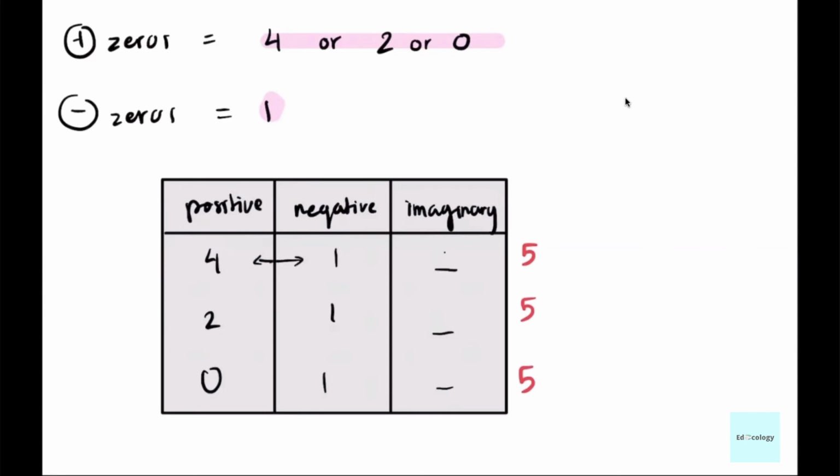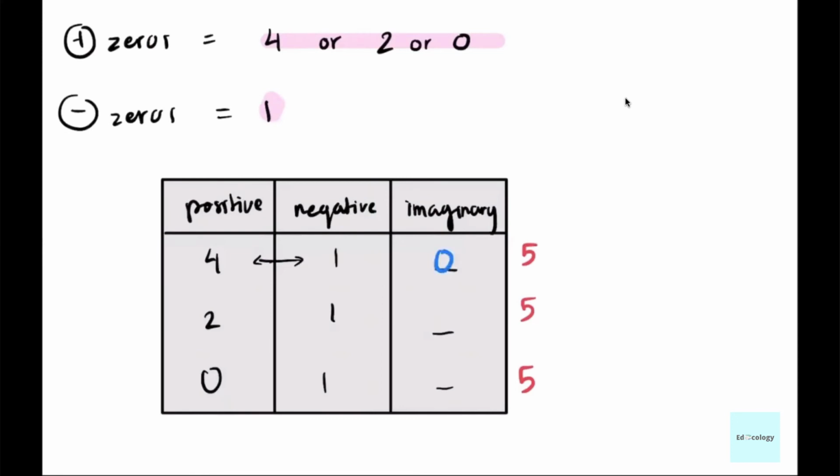Do we have anything left? So here 4 plus 1 is 5, right? And we know that the maximum number of roots that we can have, or the number of roots that we should have in total, is 5. So is there any room left for any more roots? No. So here there will be 0 possible imaginary roots.